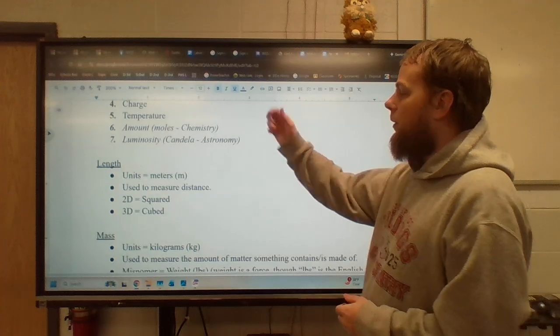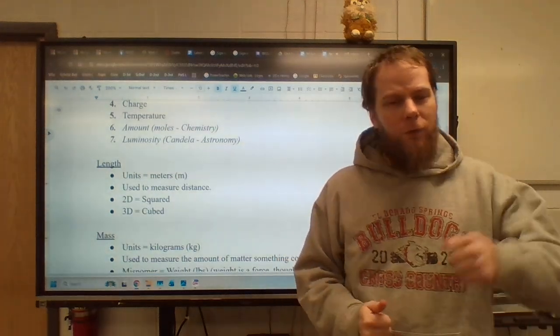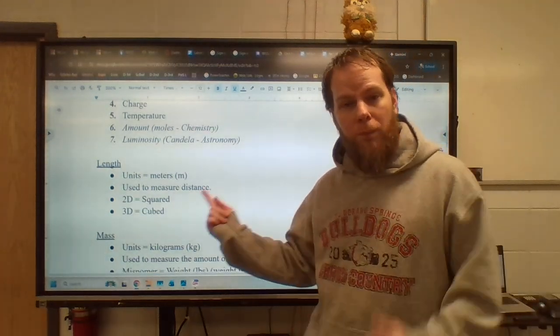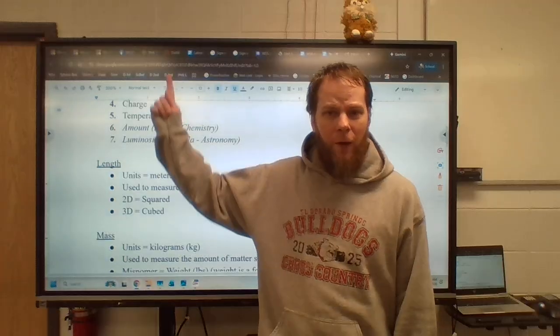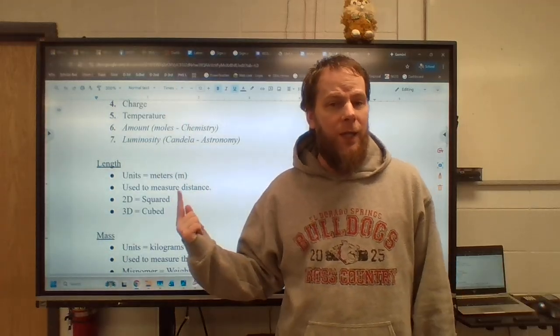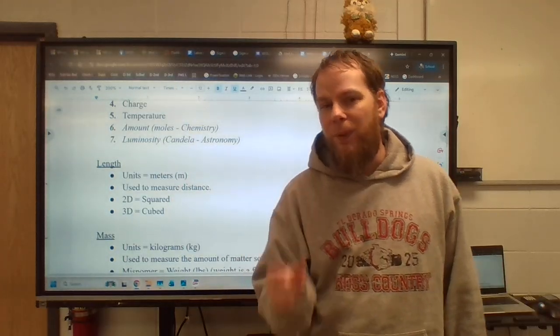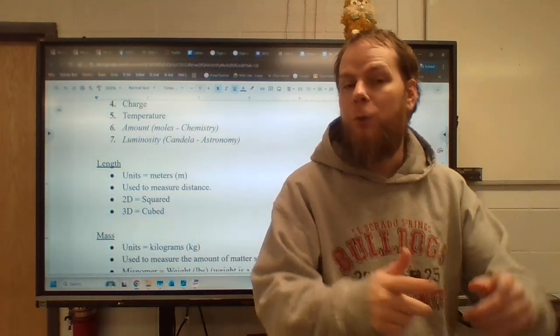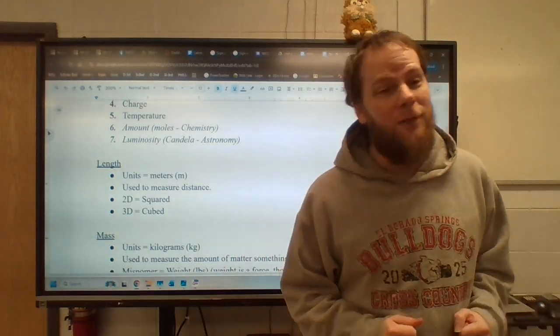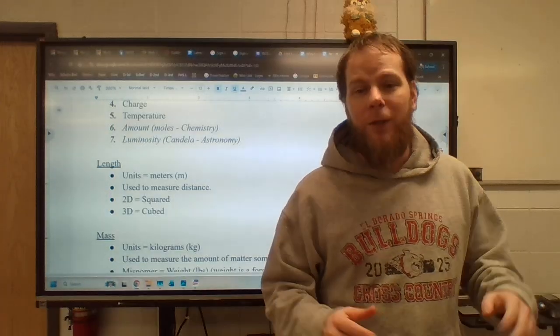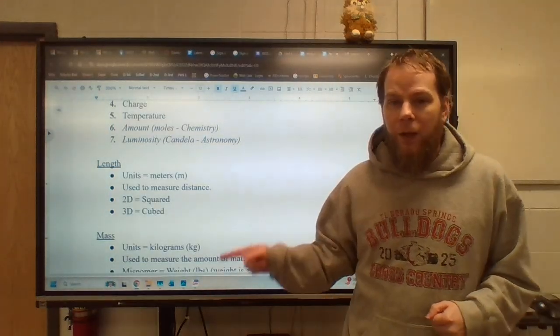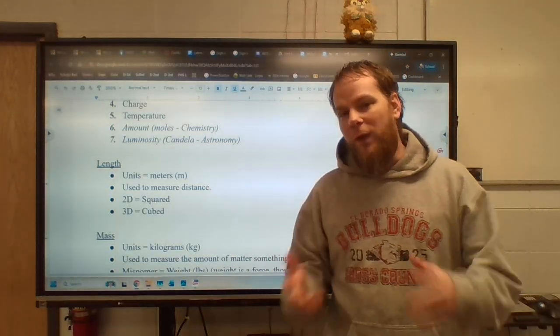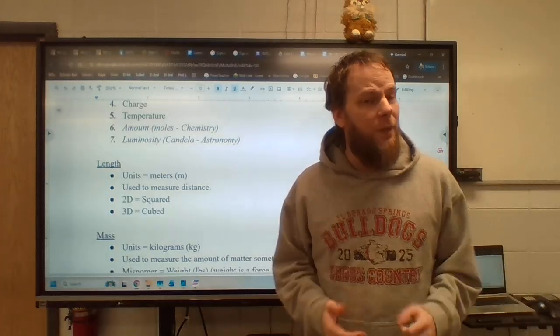All right, length. Length is measured in meters. So meters is what would go up here. Specifically, when we abbreviate it, we use an m. It has to be a lowercase m. A capital M stands for something else called molarity, which is not something we're going to deal with in this class, but it's a type of concentration. Okay, we measure distance with length. Now, length is not limited.